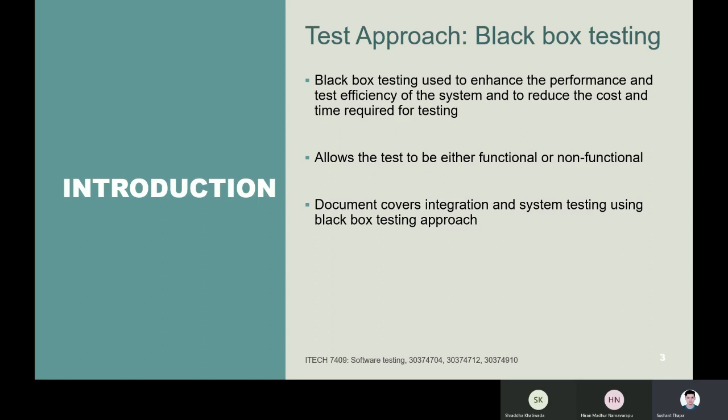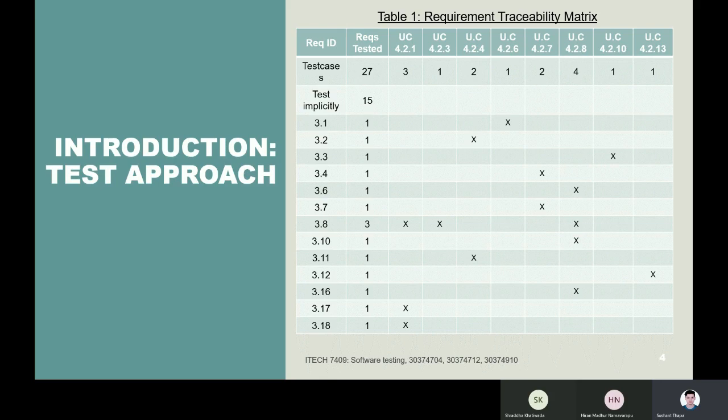Moving on to the next slide, we can see the requirement traceability matrix, where the requirements to be tested are in the horizontal line and the vertical position shows the test cases. Each requirement has at least one test case, which shows it is a perfect requirement traceability matrix.